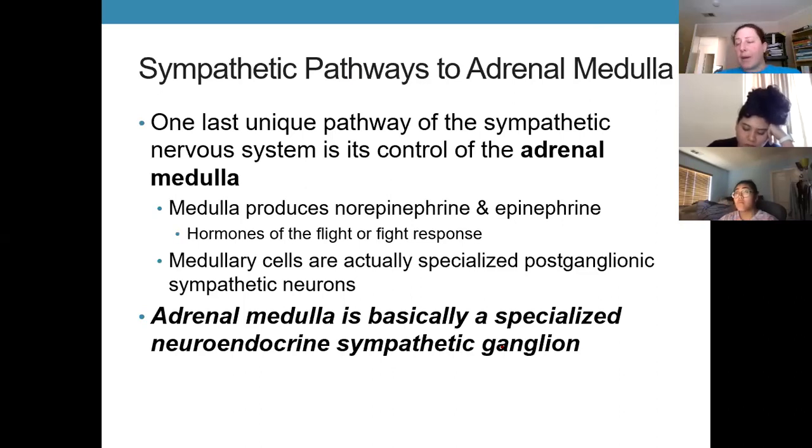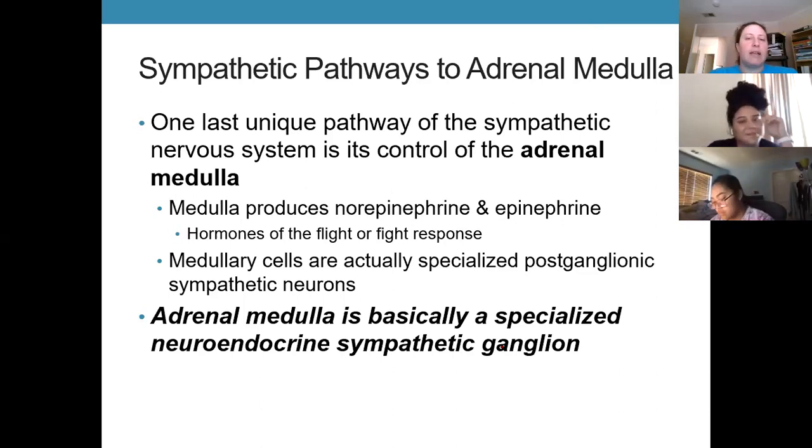Now there's another pathway for the sympathetic preganglionic neurons, because some of them go to the adrenal medulla. So the adrenal glands are paired glands of the endocrine system, and there's a couple different layers to it.